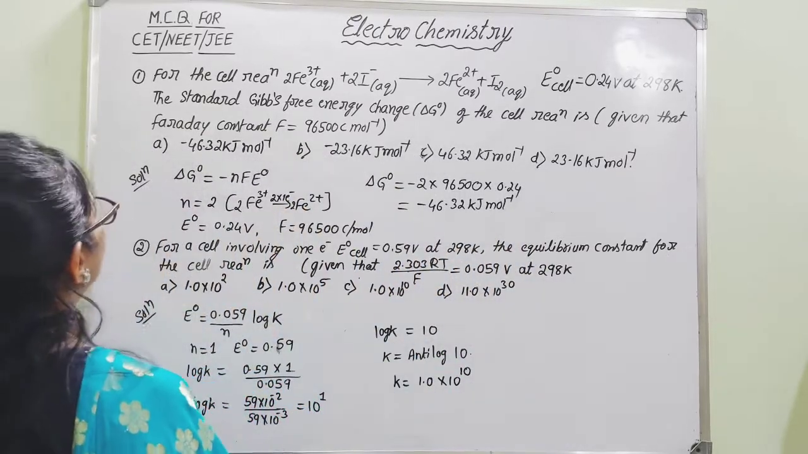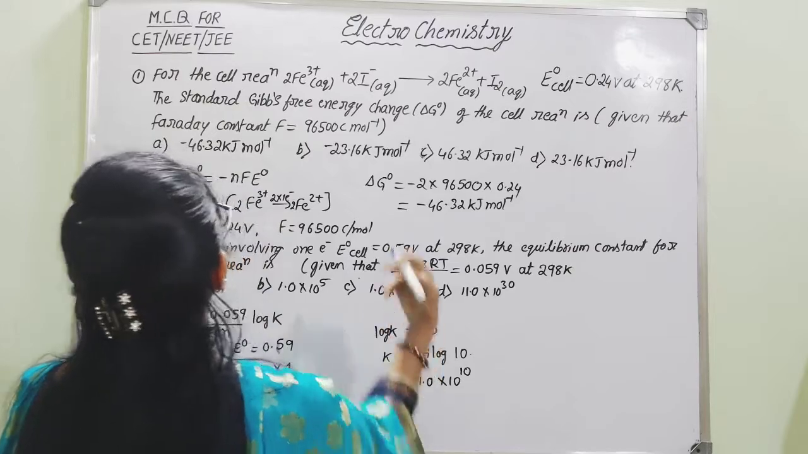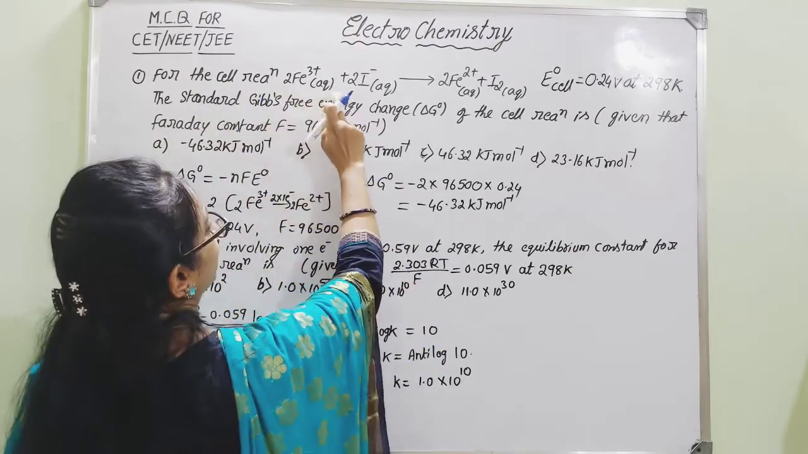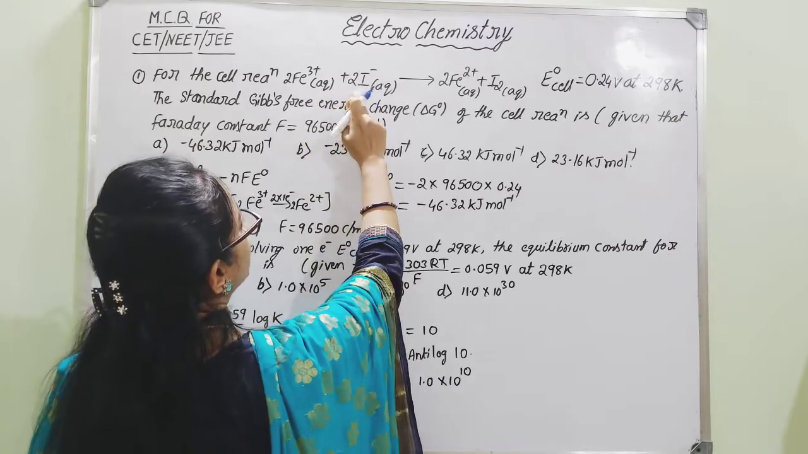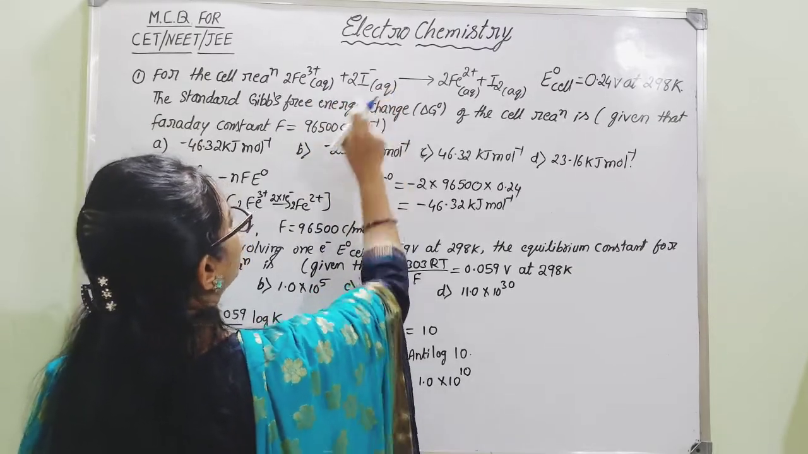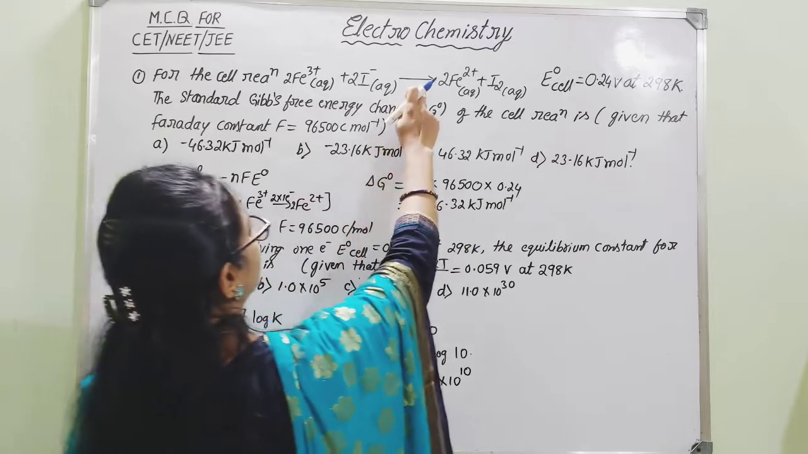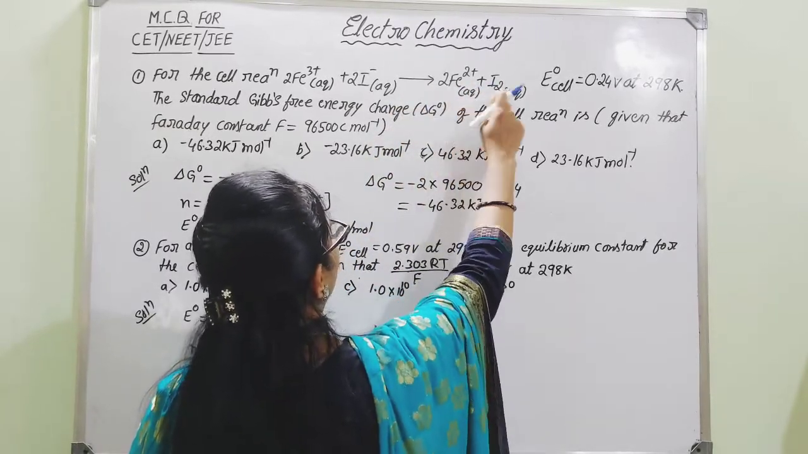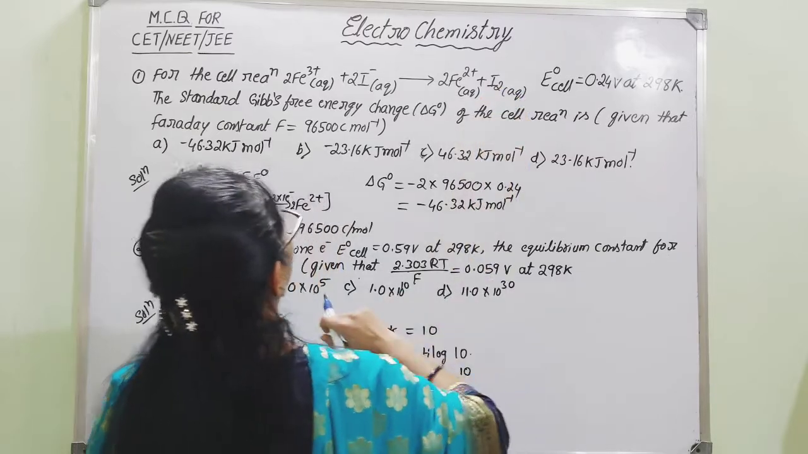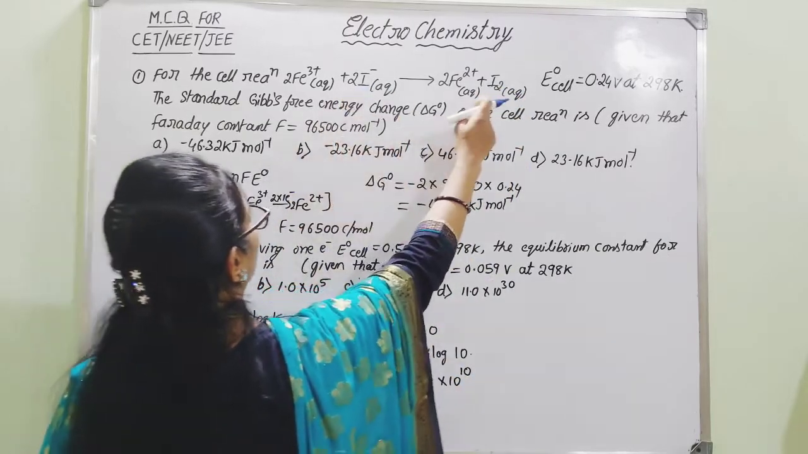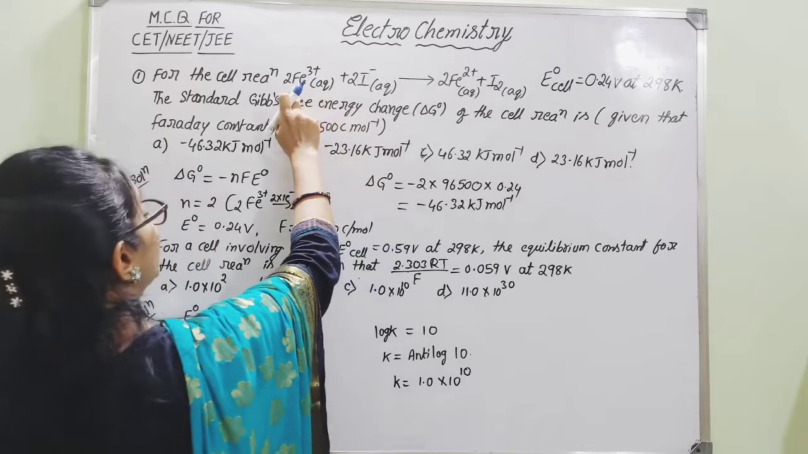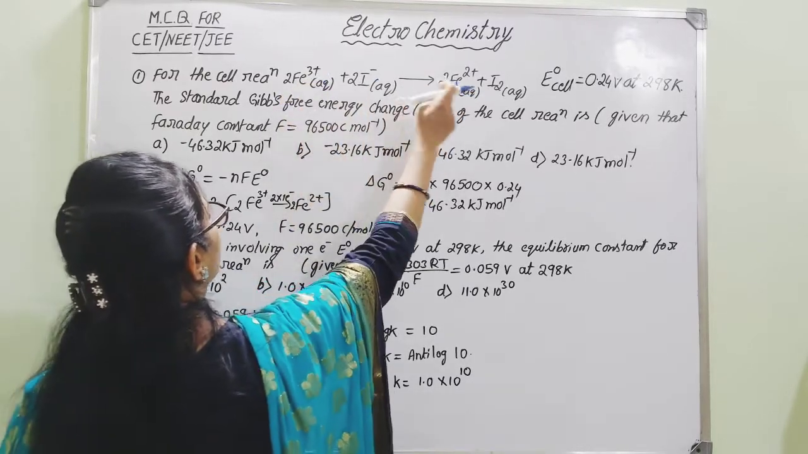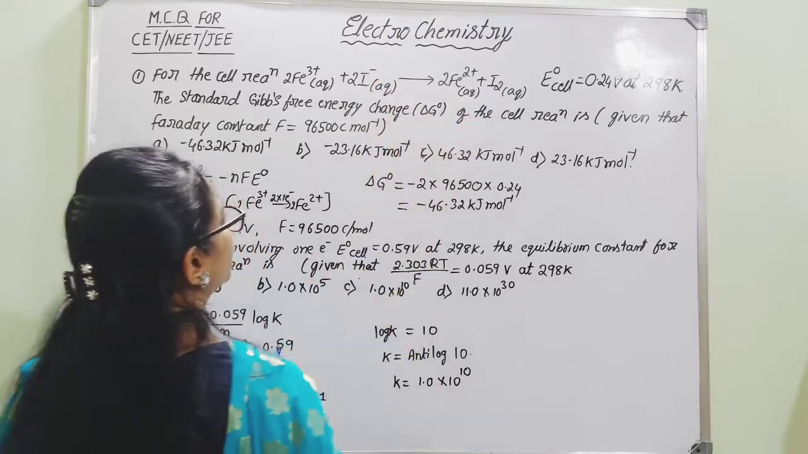We can start with the very first question today. So which is that first question? It is mentioned here. For the cell reaction 2Fe3+ in aqueous medium plus 2I- in aqueous medium, it is giving the conversion into 2Fe2+ in aqueous plus I2 in aqueous medium. Here I- is converting into I2, whereas Fe3+ is converting into Fe2+. One is undergoing reduction and the other is undergoing oxidation.